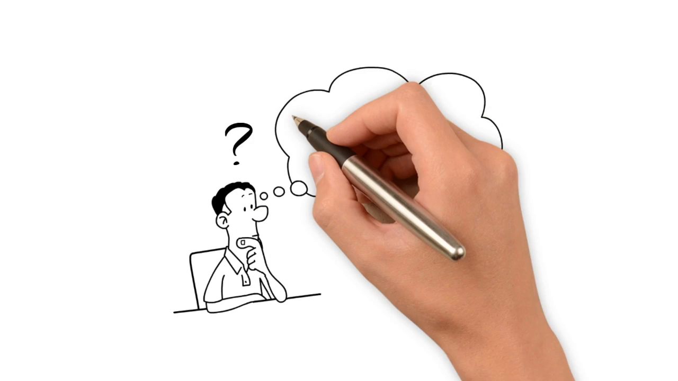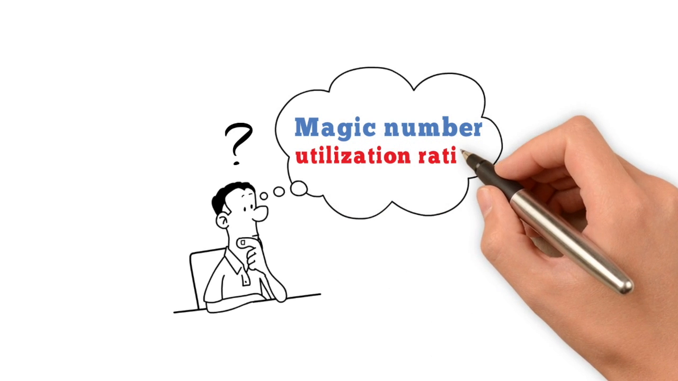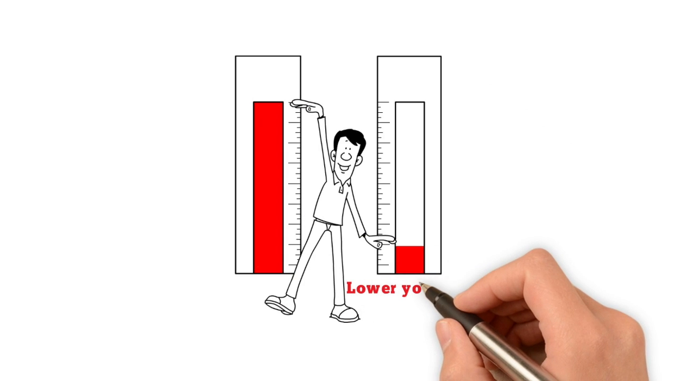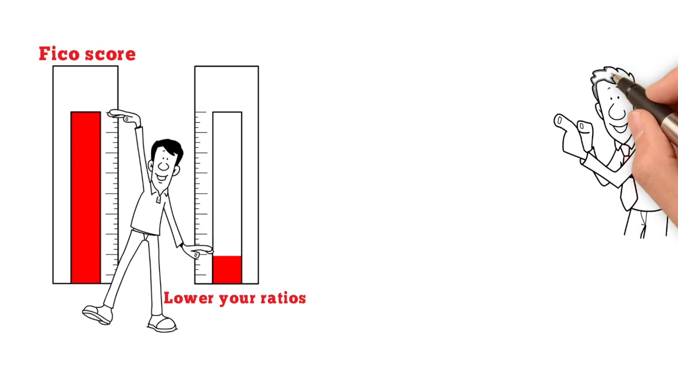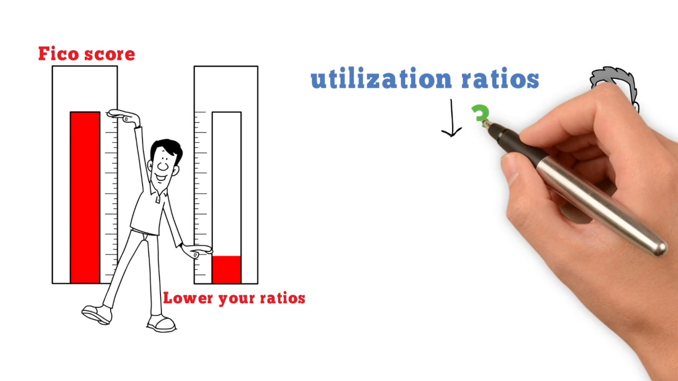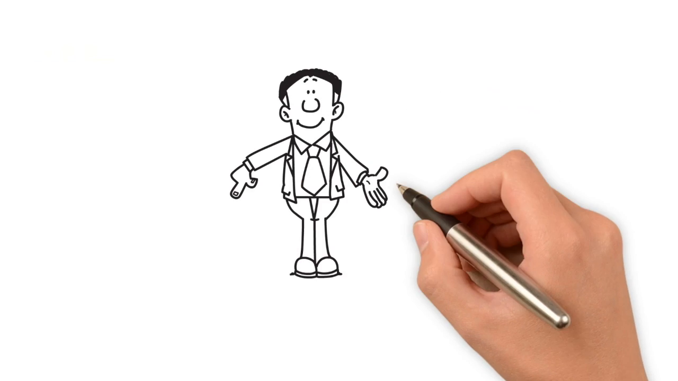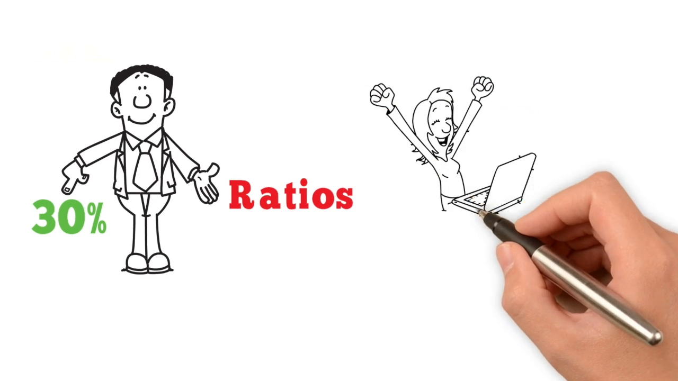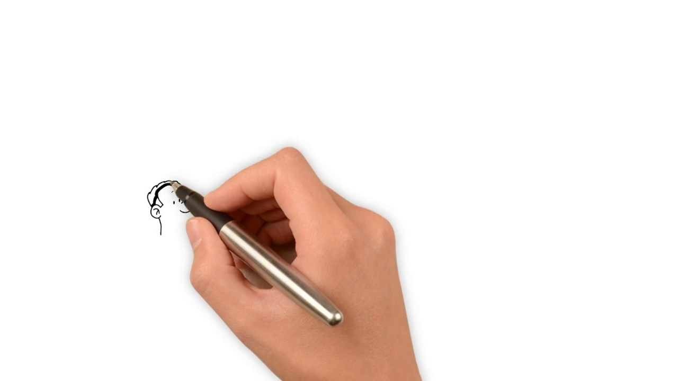So the next question is, what is the magic number that you should work to achieve when it comes to utilization ratios? Well, the simple answer is that the lower your ratios are, the better your scores will be. But to get a bit more exact, you really want your utilization ratios to be below 30%. And if you're trying to build your credit score, keeping all of your ratios below 30% is one of the fastest ways that most consumers can increase credit scores quickly.